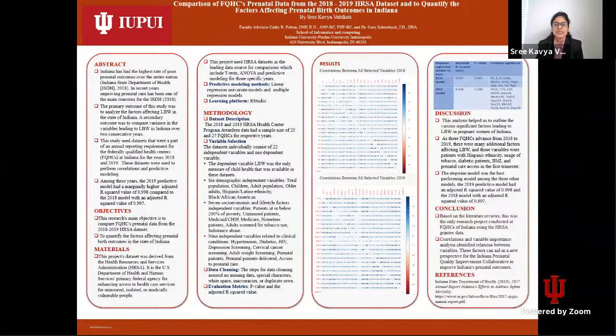And there were 7 socioeconomic and lifestyle independent variables: patients at or below 200% poverty level, uninsured patients, Medicaid and Medicare patients, homeless patients, and adults screened for tobacco use and substance abuse. And there were 9 independent variables related to clinical conditions, which were hypertension, diabetes, HIV, depression screening, adult weight screening, BMI, prenatal patients delivered, and access to prenatal care in their first trimester.